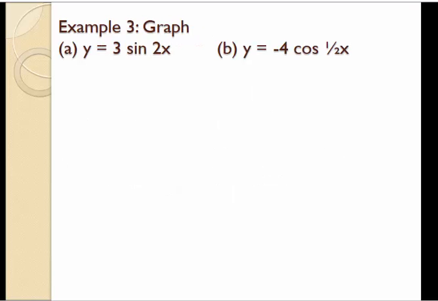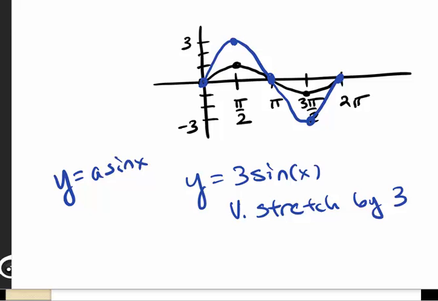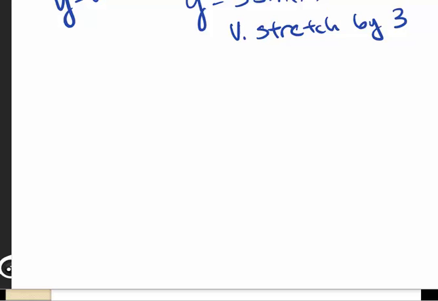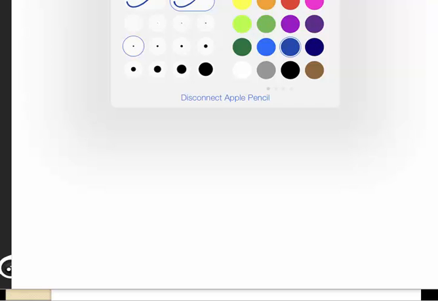So let's look at a couple examples here. We're going to do 3 times sine of 2x and -4 times cosine of 1/2 x. So we have y equals 3 times sine of 2x. Now it's a good idea to start by listing the amplitude and the period. So the amplitude of this graph will be 3.